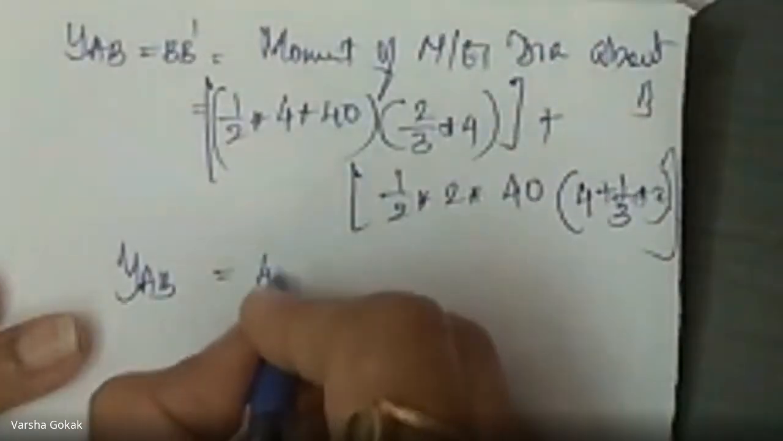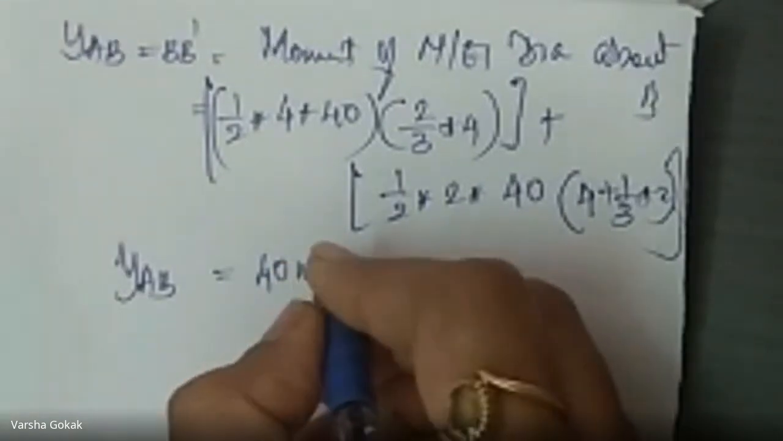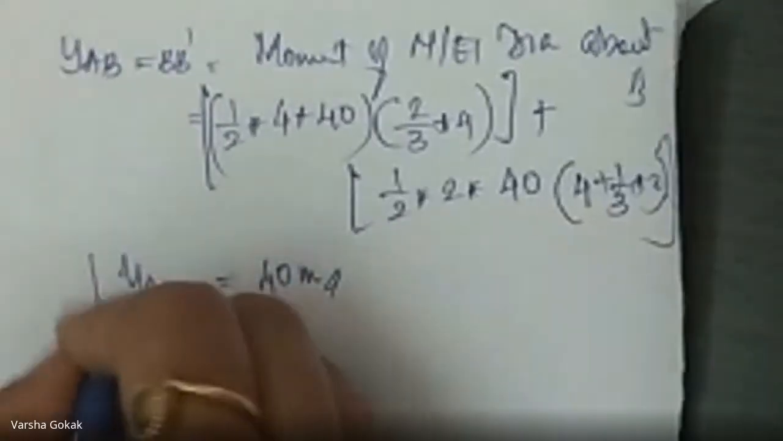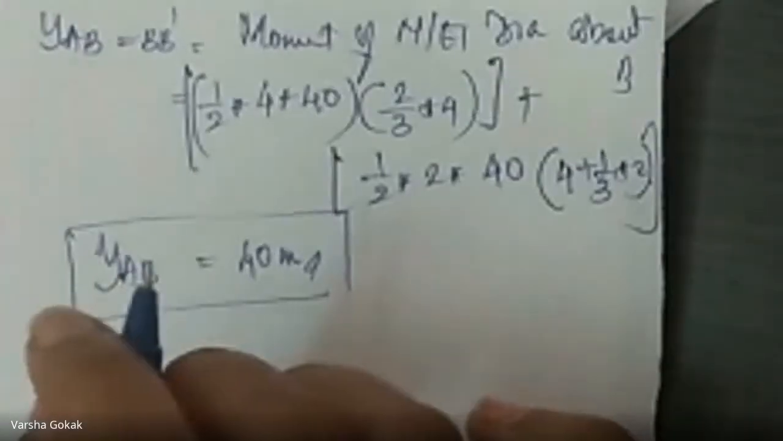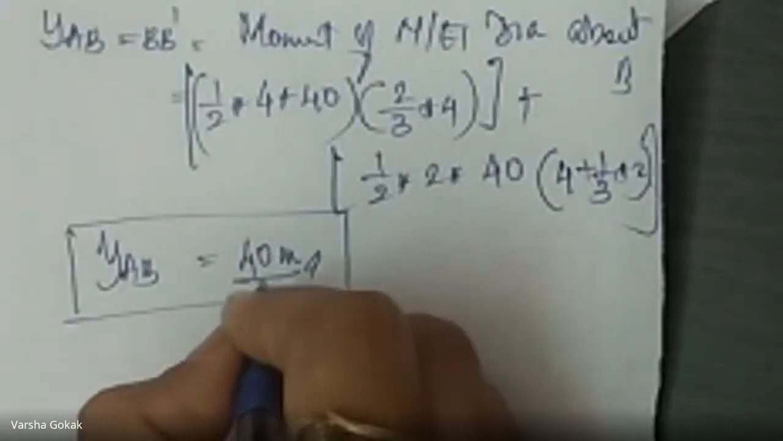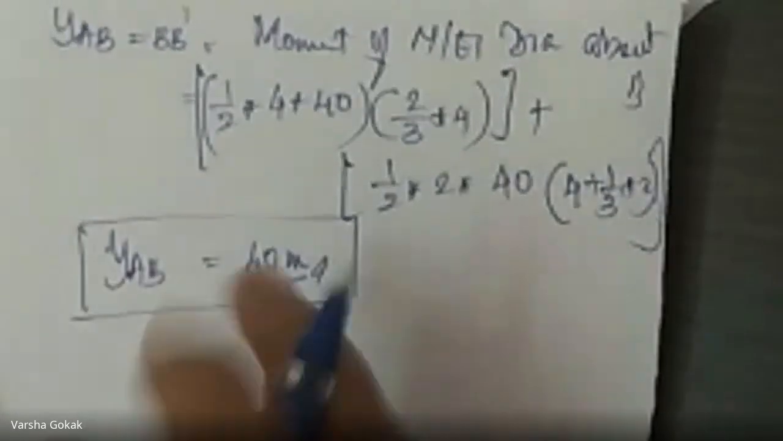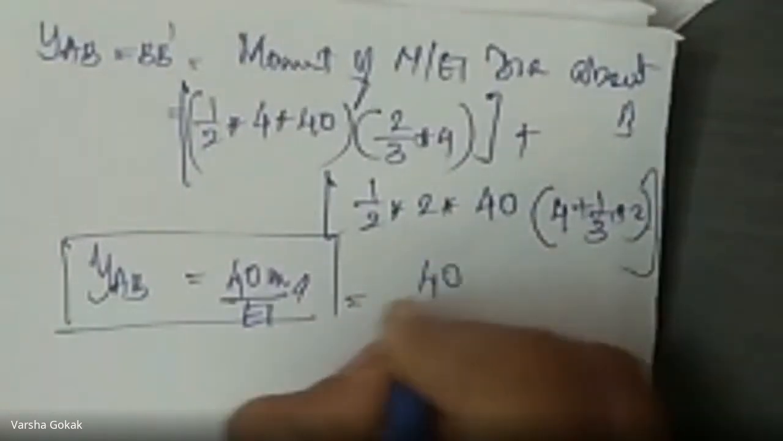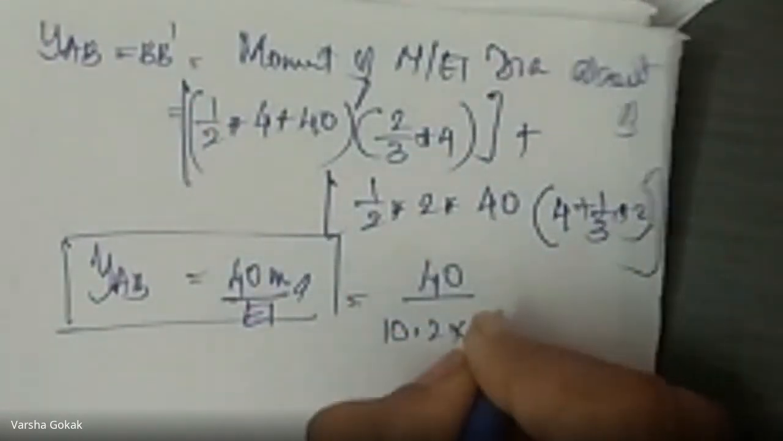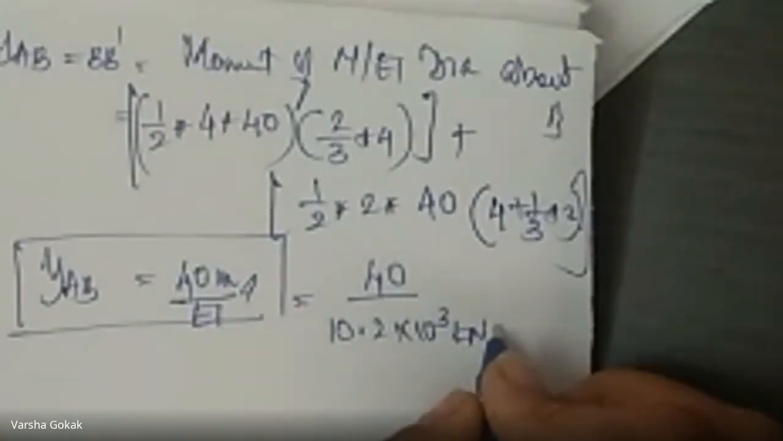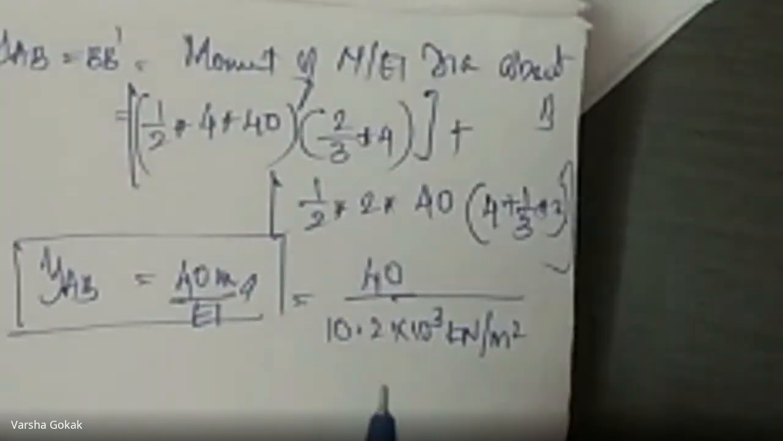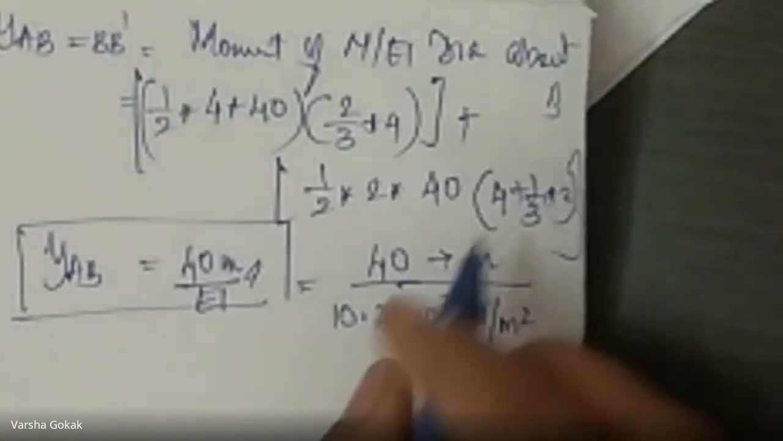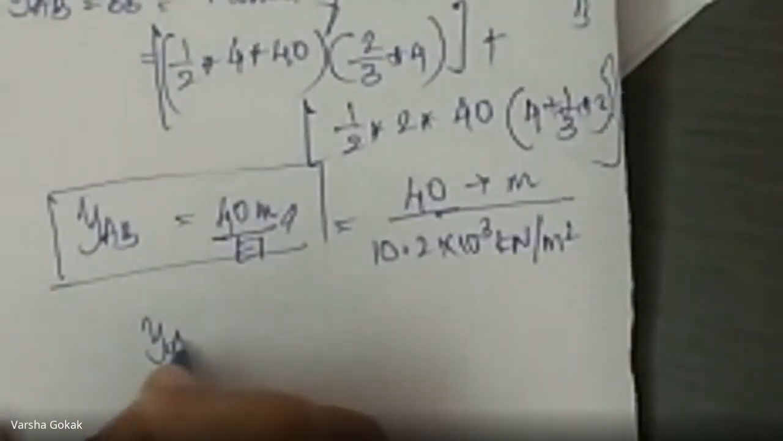What was this value? 400. Am I right? Everyone getting 400? You get the value of YAB. Now this is divided by EI, and I can substitute for EI. I have to use EI everywhere. So that is 400 divided by 10.2 into 10 raised to 3. This is in kilonewton per meter square, and this one was in meter.